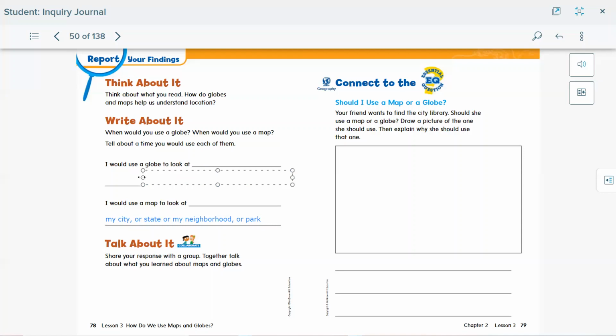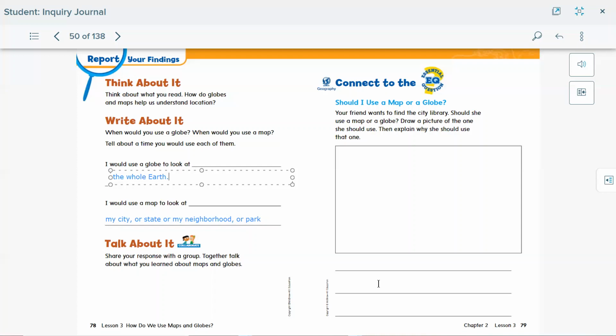How about the globe? What did we say? What do we see on the globe? The whole earth. So I can use the globe to see the whole earth. I can see all oceans, 5 oceans, the 7 continents, countries, the equator, all this. But in the map, I can see a city, I can see a state, I can see a specific place in the city.